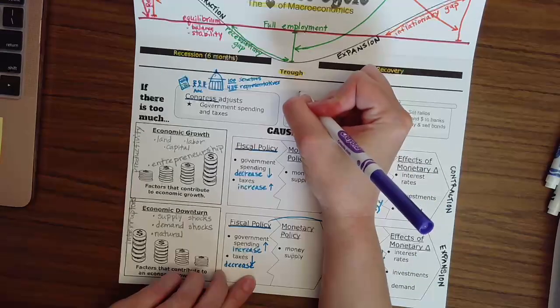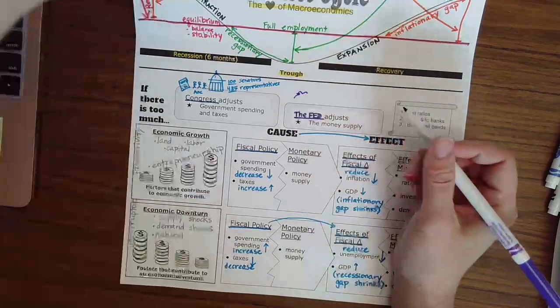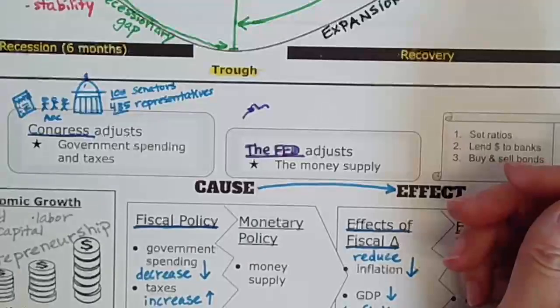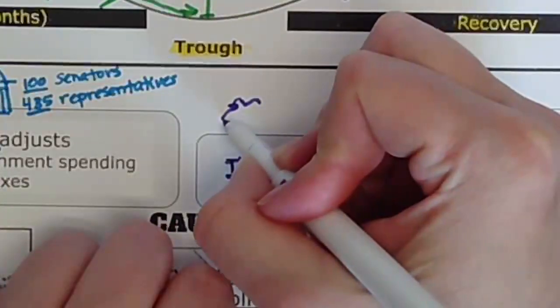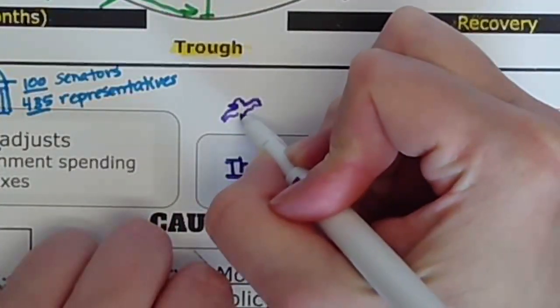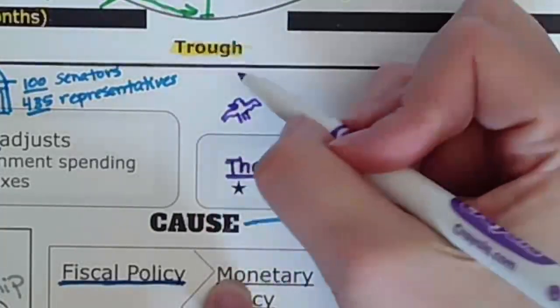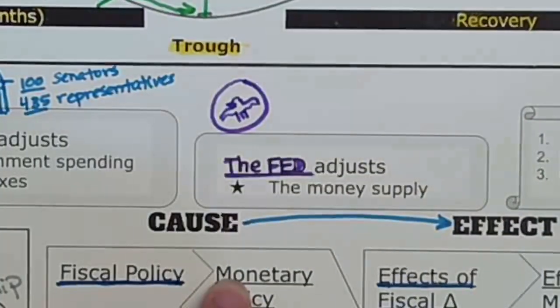And I'm going to draw my little eagle, in case you can't tell what my drawing is. I'll get in closer here. This is the Fed. They have a seal that looks like an eagle, and it's got some cool lines under it. So this is my seal for the Fed.